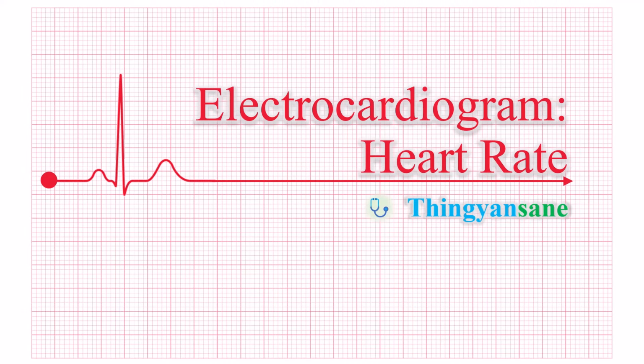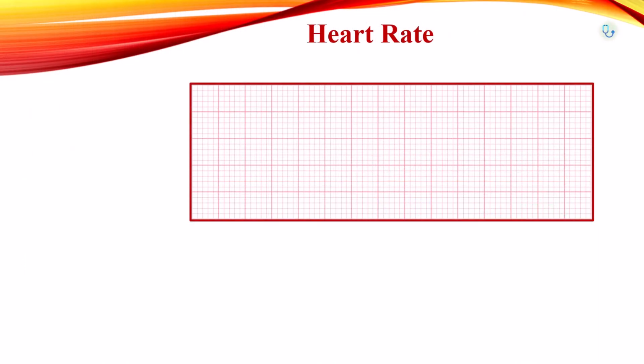In this video, I will present about different methods for heart rate calculation in EKG. There are a couple of methods to determine heart rate in EKG. Before calculating heart rate, paper output speed should be checked. Standard output is 25 mm per second.